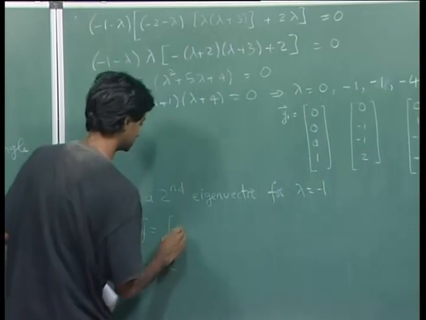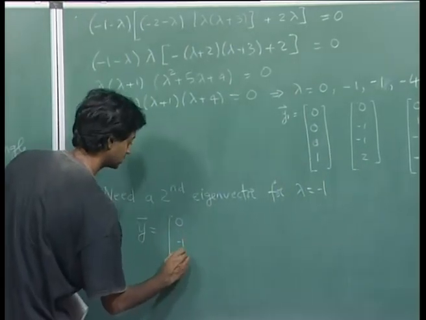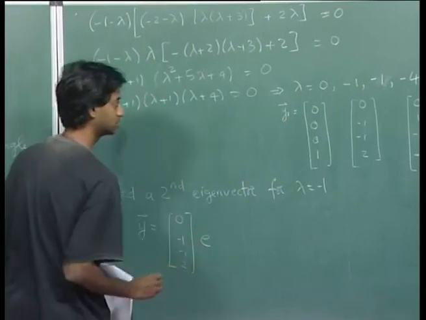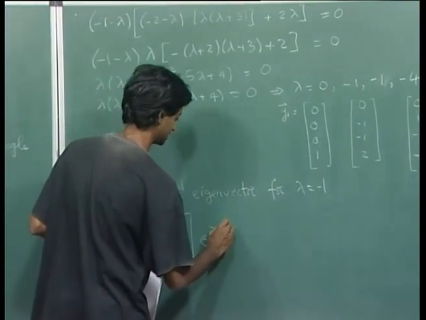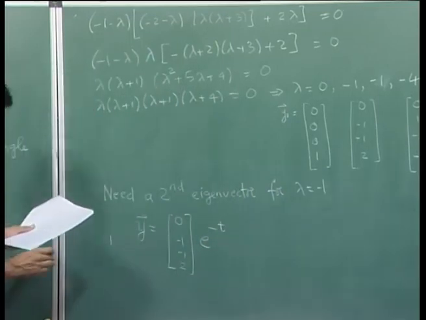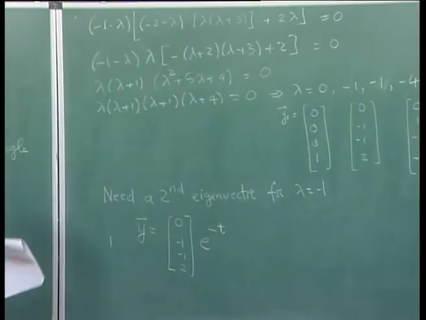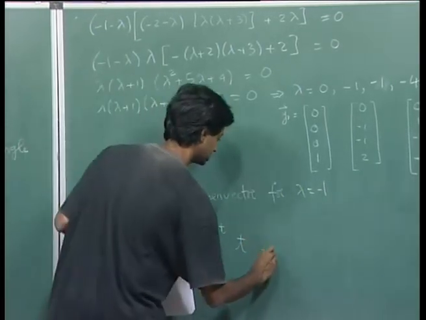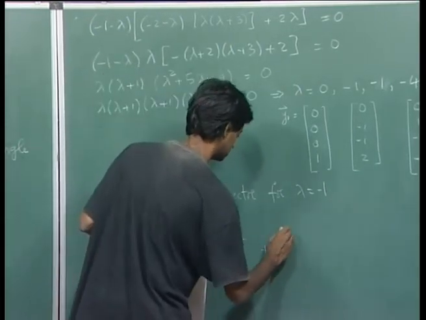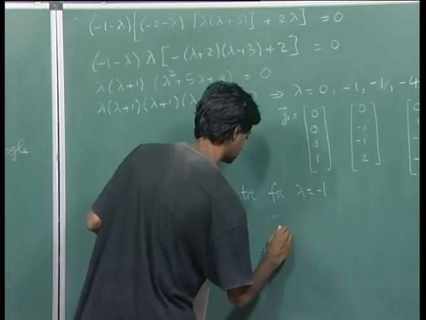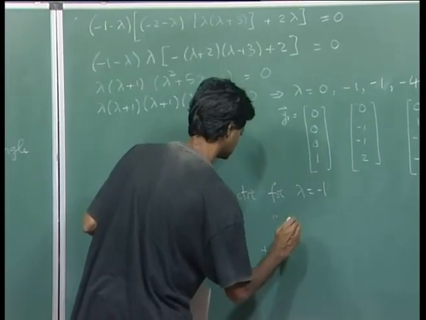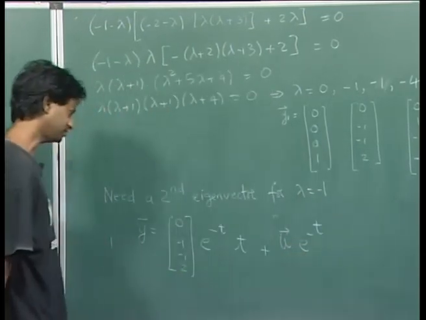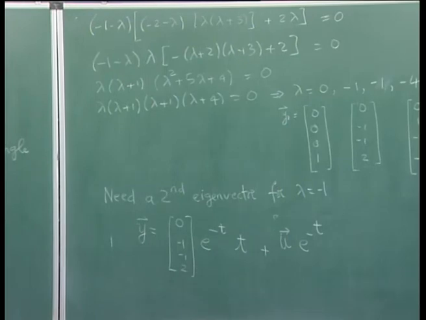we take exactly this. So 0 -1 -1 2 e to the -1 t, so minus t, into t, plus a constant vector, that is u vector, into e to the minus t. Okay. So I will just try to explain this.